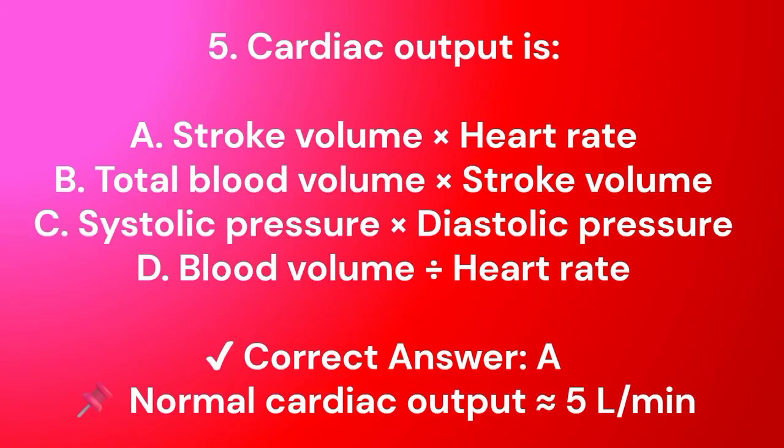5. Cardiac output is: A. Stroke volume times heart rate. B. Total blood volume times stroke volume. C. Systolic pressure times diastolic pressure. D. Blood volume divided by heart rate. Correct answer: A. Normal cardiac output is 5 liters per minute.